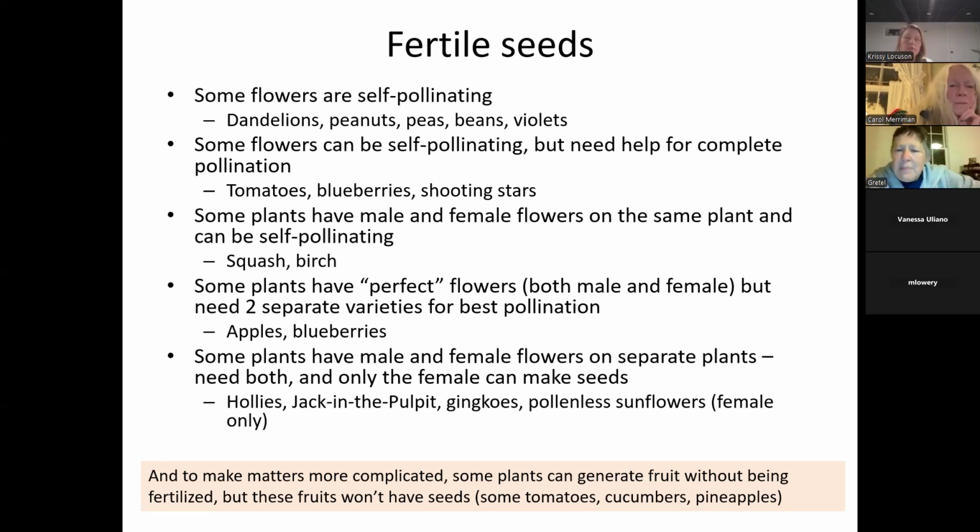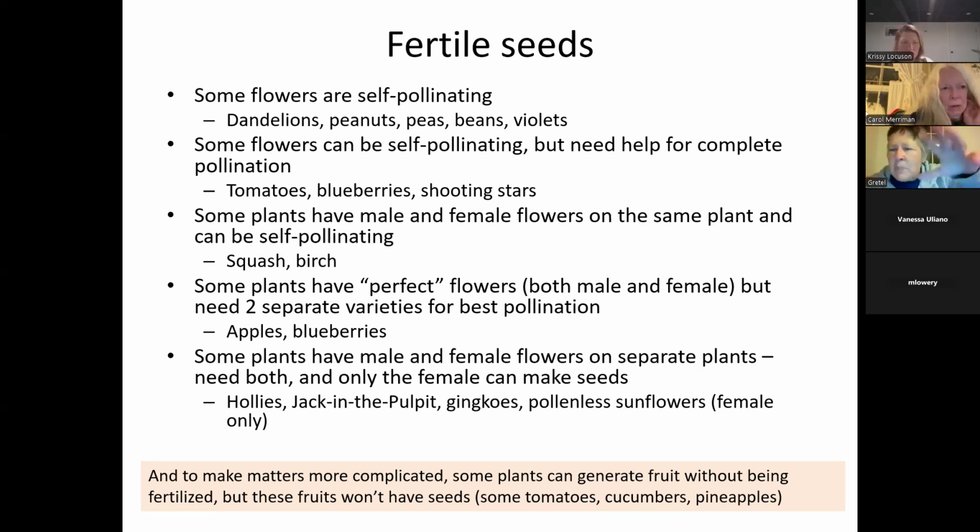And then some have male and female on separate plants. You need both, and only the female can make the seeds, like the ones listed there. Jack in the Pulpit is kind of interesting because it can change gender from one year to the next. Being male, and this is not me attacking men this time, but being male in the plant world takes less energy than being female because the male makes pollen and it's done. The female makes ovules, about the same amount of work, but then when the ovules get fertilized, it needs to ripen them off and then put fruit around them.